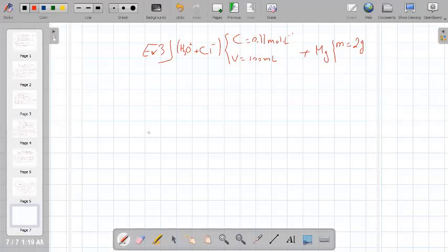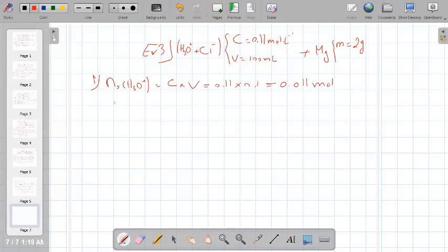Okay. Part 1. n0 of H3O+ equals C times V equals 0.11 times 0.1 equals 0.011 mole. n0 of Mg equals mass over molar mass equals 2 over 24 equals 0.083 mole.